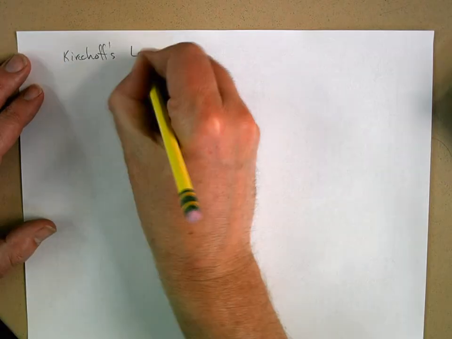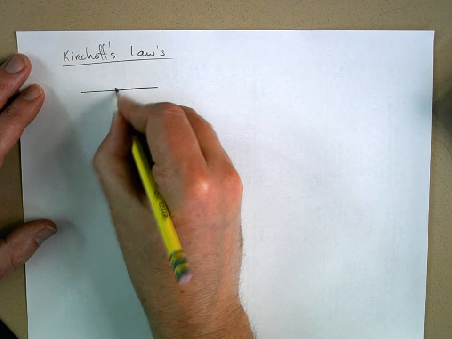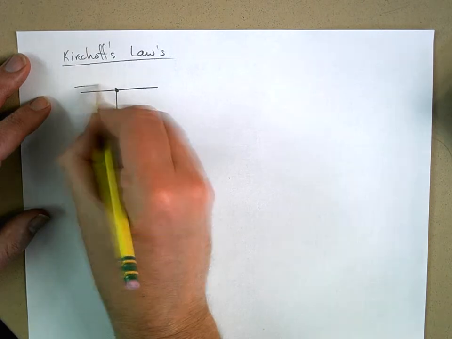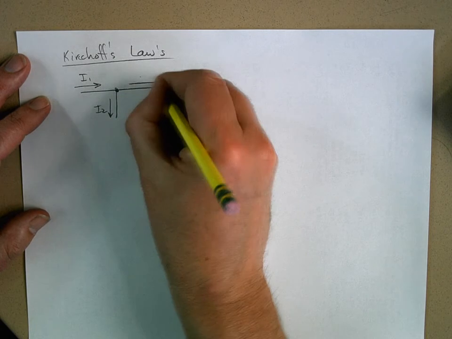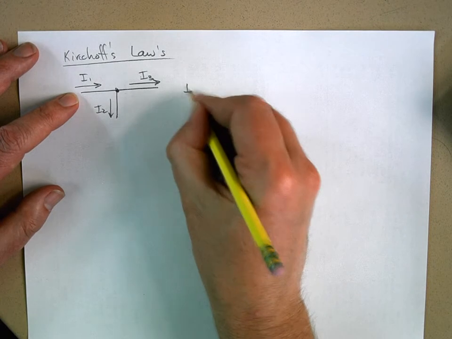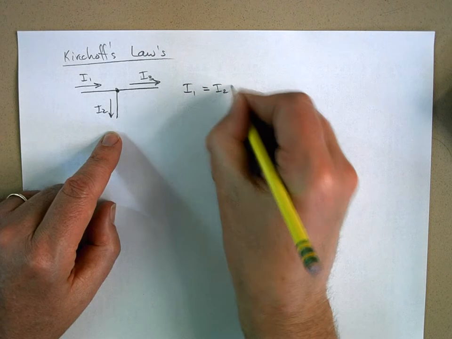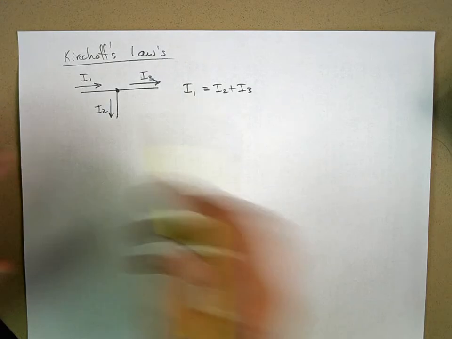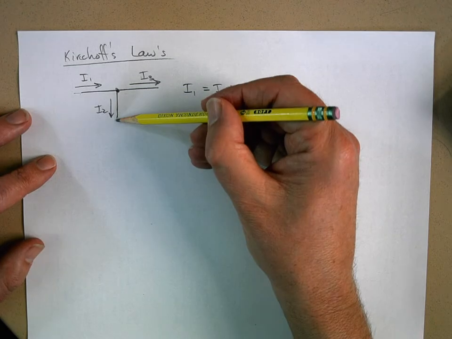Kirchhoff's laws. Really simple. A junction is a place in a circuit where the current splits up. Let's say here's I1, I2, I3. Well, you know that the current in has to be equal to the current out. Otherwise, where's the current going? Where's the charge going? Think of water in a hose. If you have 5 gallons per second coming in here and 3 gallons per second coming out, you better have 2 gallons per second coming out there.